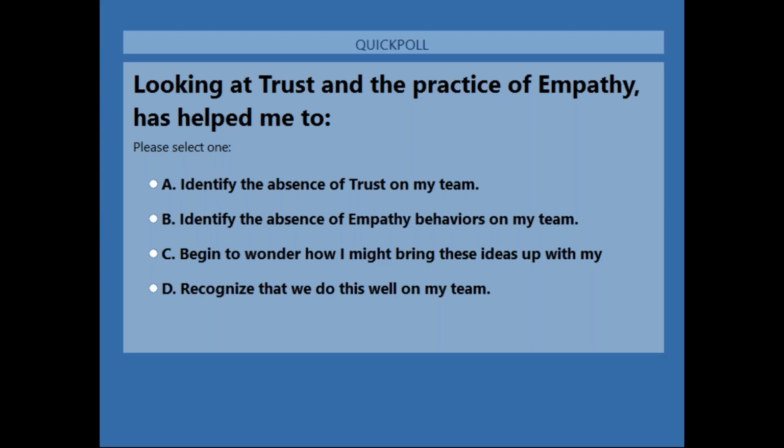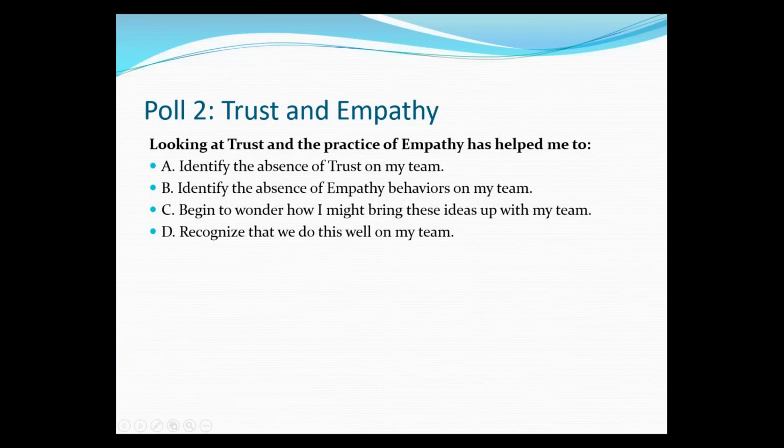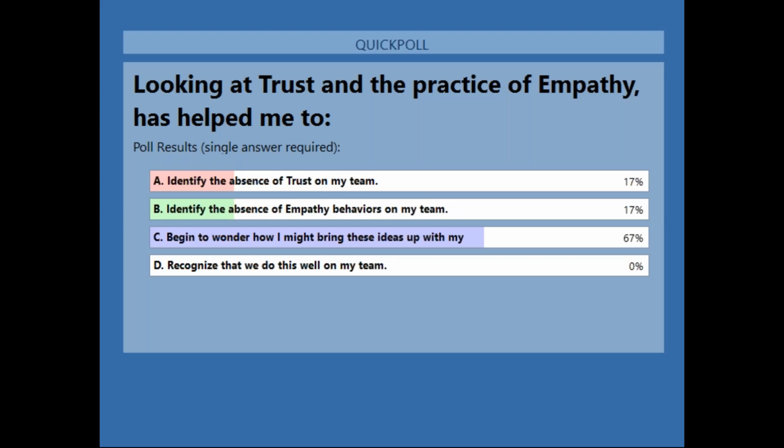Okay. I'll wait just a few more seconds to give people a chance to vote. Okay, everyone's voted. I'm going to close the poll and share the results. Hopefully you can see that now.